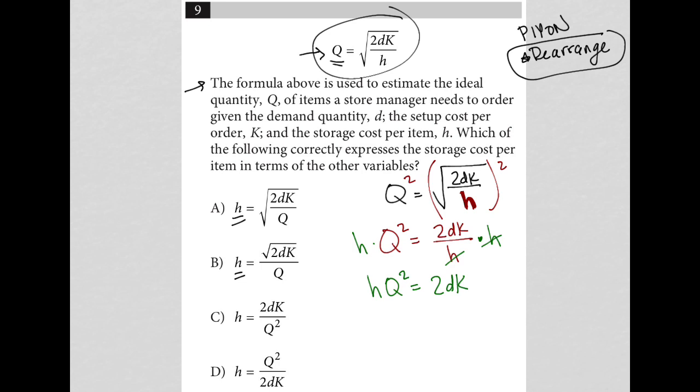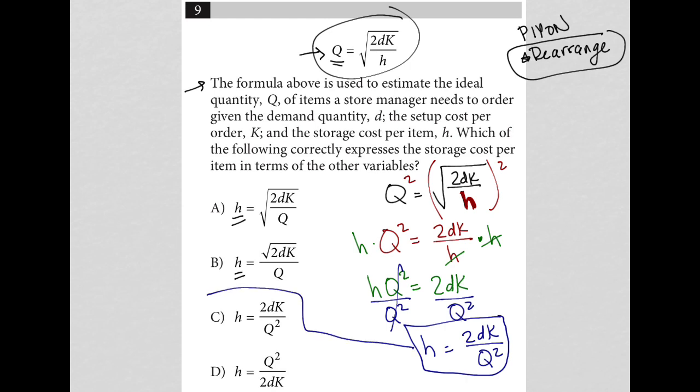And then I'm going to divide both sides by Q squared, because that isolates H for me. So divide by Q squared. And that gives me H equals 2DK over Q squared. Finished, right? I isolated my H. That's exactly what I was asked to do, which means the answer here is choice C.